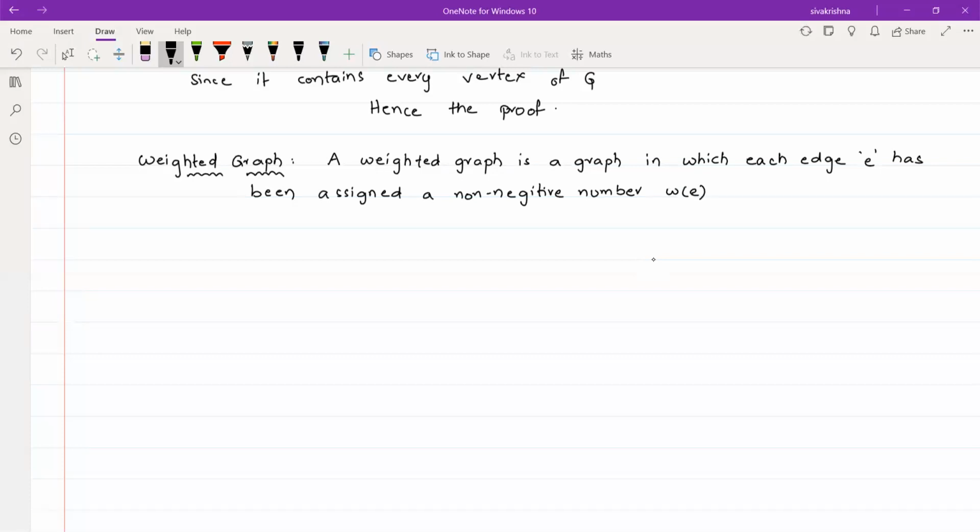We denote it as W of E, called weight of E. Weight of E or length of E. Okay. So for example, I am giving you one example.